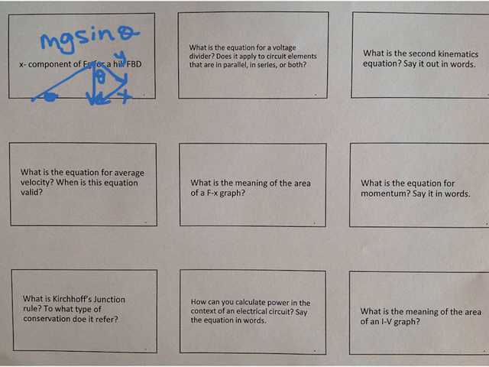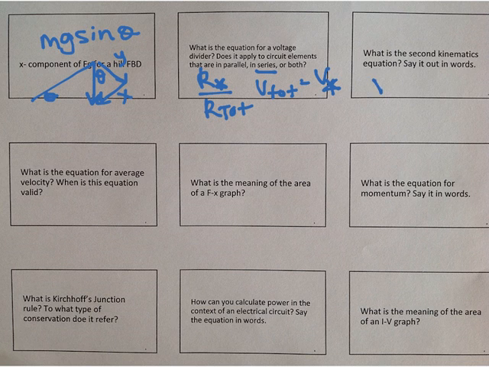The equation for voltage divider. So this applies in series. Basically, whatever the resistance of your thing is over your total resistance of both of them times your total voltage will get you the voltage for that particular thing.